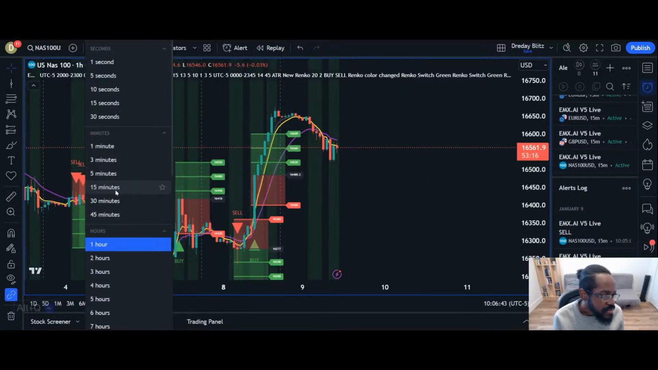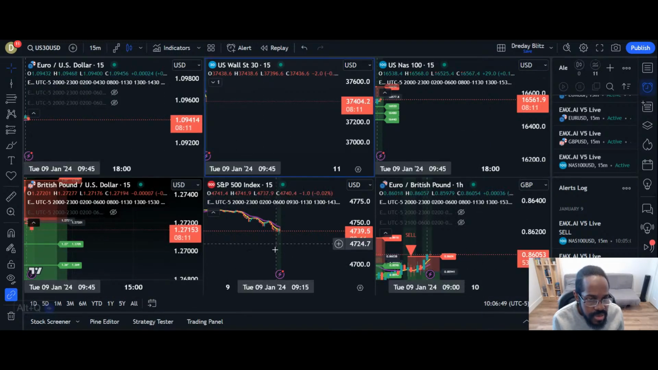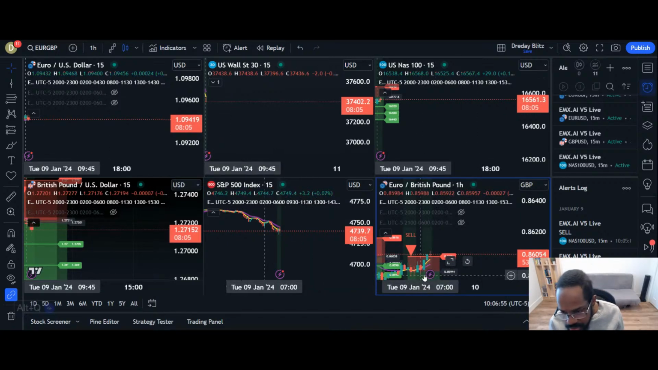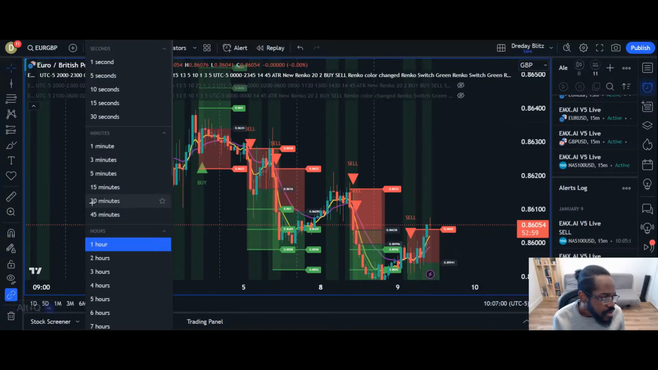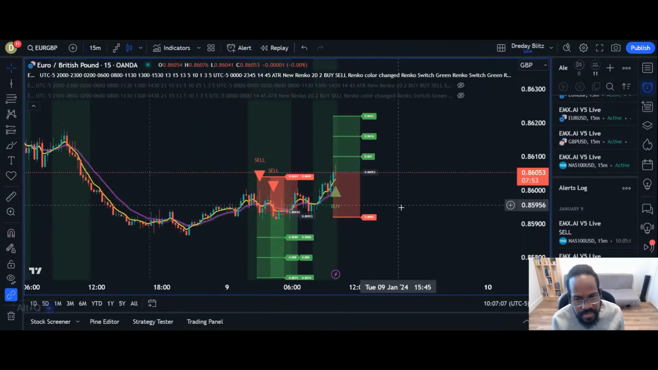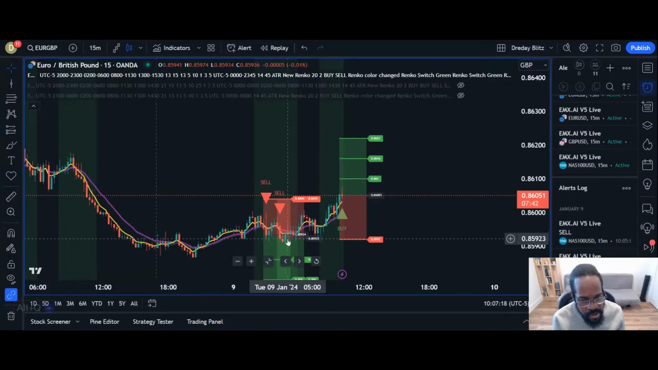I'm just going to put it back on the 15. This is what we're looking at. That's 15. That's 1 hour. So EURGBP, we have a buy setup here at this moment off of the 15-minute.